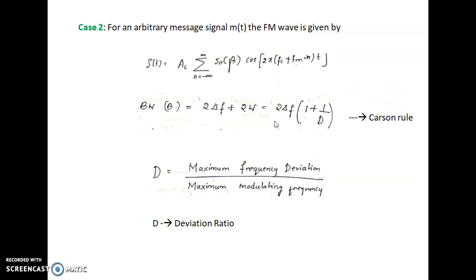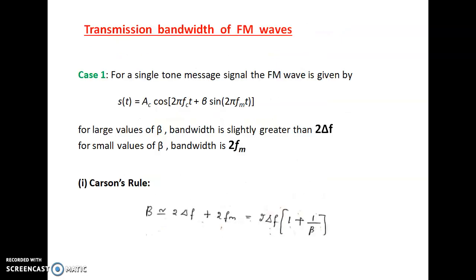As I have already explained, the message signal may consist of several frequency components F1, F2, F3, F4. Say, for example, F4 is the highest frequency among all those four. Then this W will be equal to F4. And this delta F is the maximum frequency deviation, with respect to the maximum amplitude. So this is the difference between an arbitrary message signal and the single tone message signal.